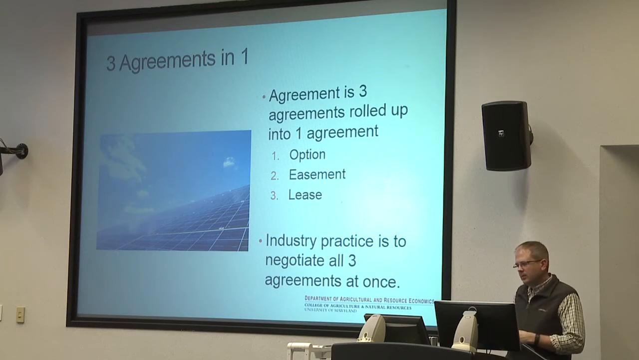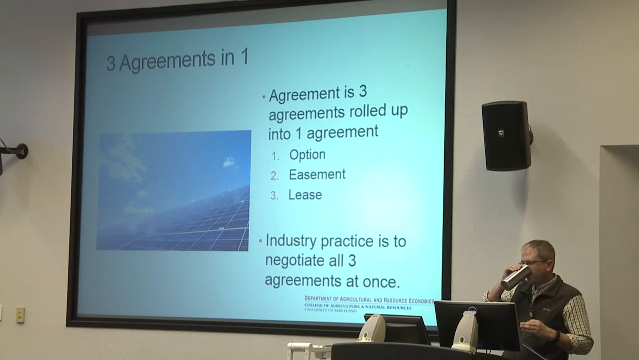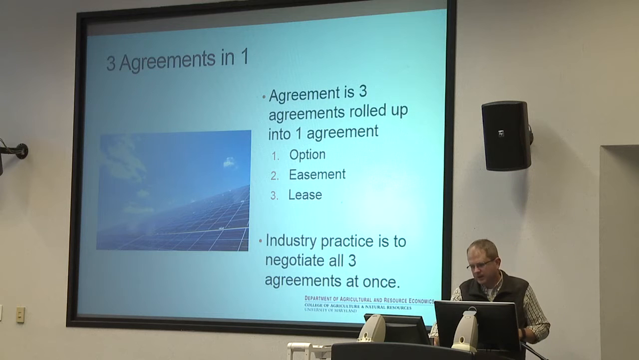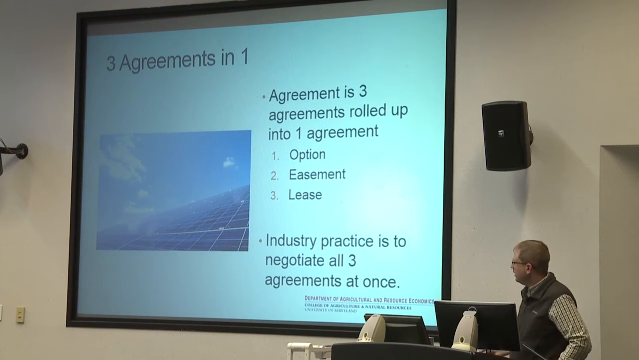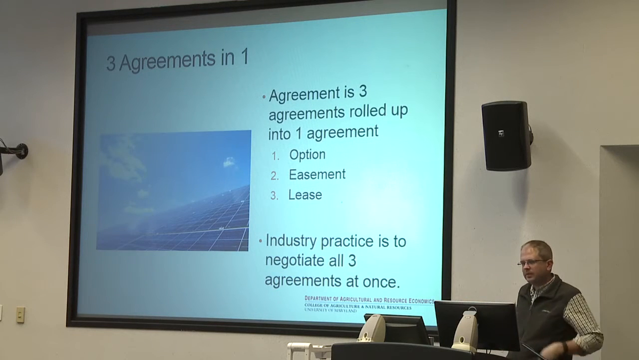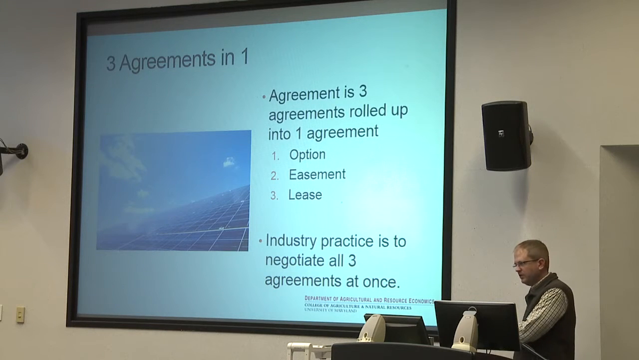And as we talked about originally, these are multiple agreements rolled up into one. It's typically going to be three agreements rolled up into one agreement. So there'll be an option period, then the easement, then the lease. The industry's practice is to typically negotiate all three at once. So you'll go in and sign three agreements. You won't just be signing one agreement.